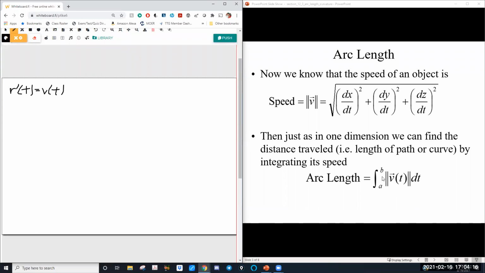So for instance, when we were looking at those curves like the helix, that look kind of like a slinky, and if we wanted to find the total length, well, this would be our starting t value. So that would be where t equals a. And this would be our ending value where t equals b. Okay.